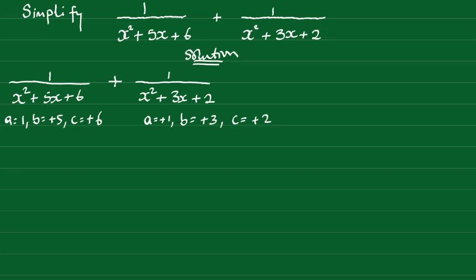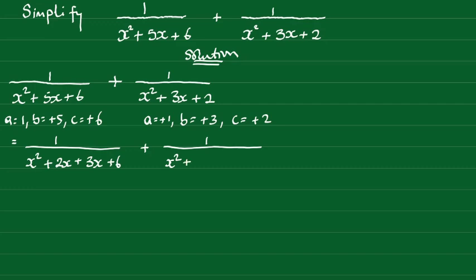Now, having these at the back of our mind, our expression becomes 1 divided by x squared plus 2x plus 3x, taking the place of 5x, then plus 6, plus 1 divided by x squared plus 2x plus x, taking the place of plus 3x, then plus 2.